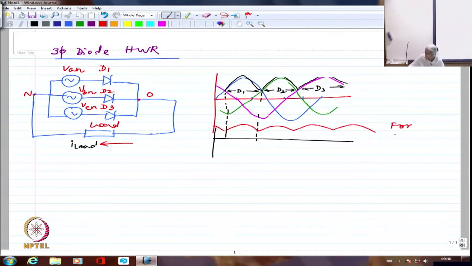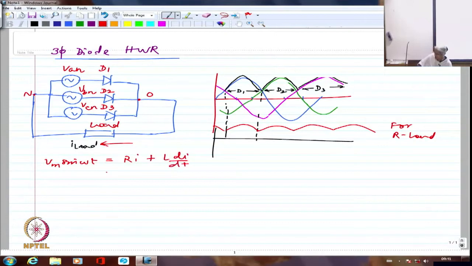Whereas if I am looking at RL load, the only difference will be that the peak will not coincide exactly with the peak of the previous one. So it is probably going to be shifted slightly, but by the time it is changing over from D1 to D2, it also depends upon what is the voltage across the resistance, because we actually have to write the equation again. Vm sin omega t equal to Ri plus L di by dt for RL load. If it is RL load, this is how it is going to be.